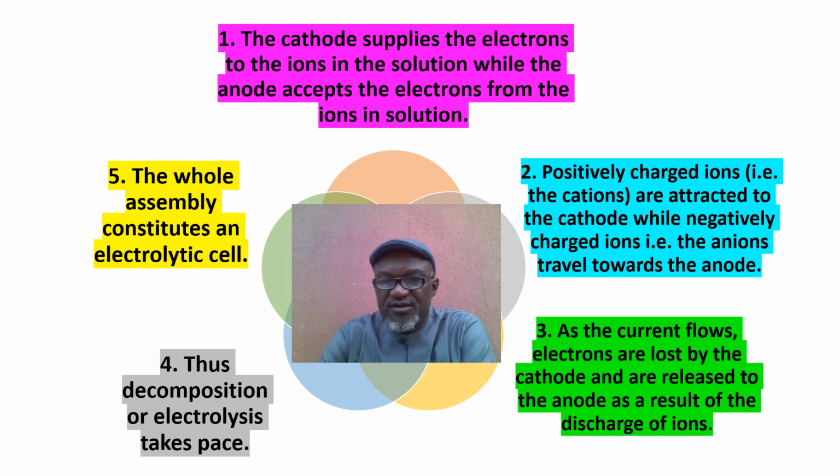Positively charged ions, that is cations, are attracted to the cathode, while negatively charged ions, the anions, travel towards the anode. As the current flows, electrons are lost by the cathode and are released to the anode as a result of the discharge of ions. Thus, decomposition or electrolysis takes place, and this whole assembly constitutes an electrolytic cell.